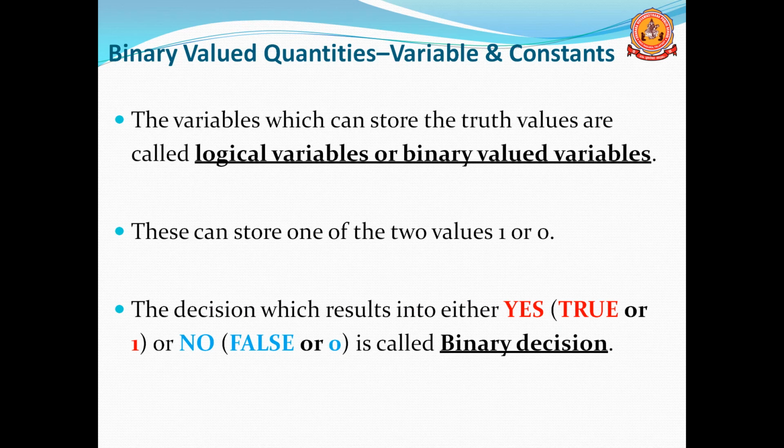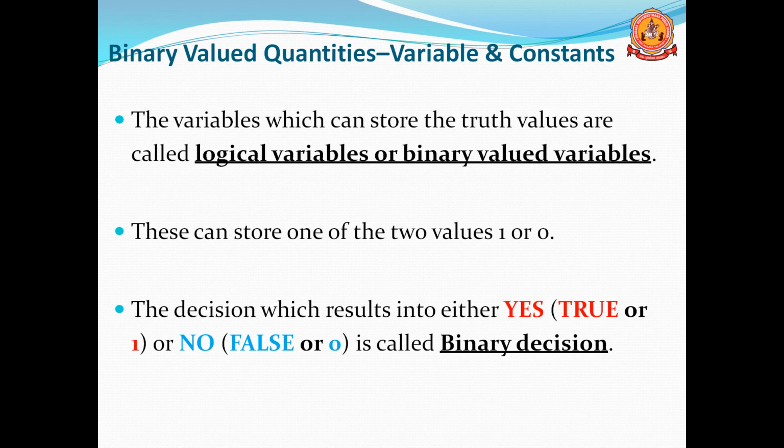If you take any variable in Boolean algebra, that value is either 0 or 1. We can't say that of other numbers; it can take either the value 0 or the value 1. These are the truth values. Such variables are known as logical variables, or binary valued variables. A variable can store one of two values, either 0 or 1.